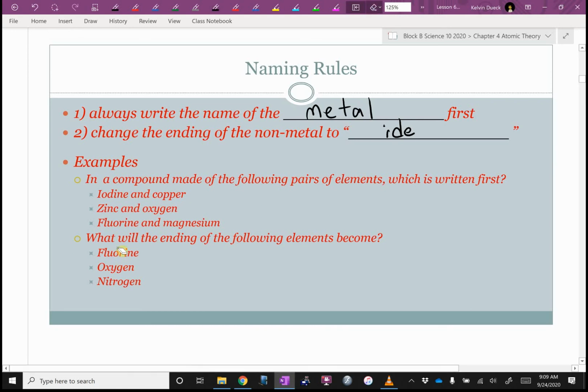So what will the endings of the following become? What would you change fluorine to? Fluoride? Oxide, not oxide. I know that's a bit of a weird one. Nitride, not nitride. So there's a few weird kind of exceptions. Okay? Yeah, I don't think that was in the notes, right? Did I give you a copy of the notes, though? I did. Yep.